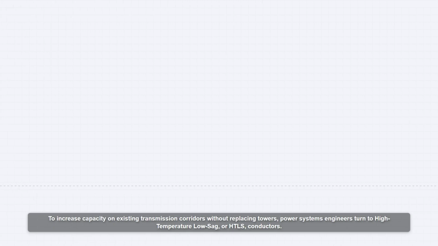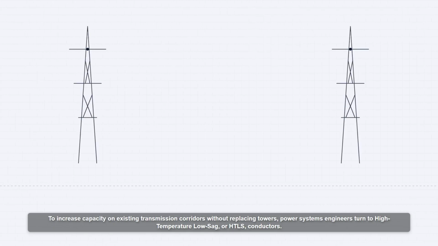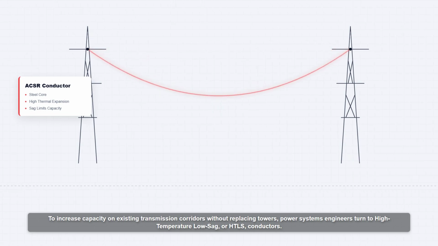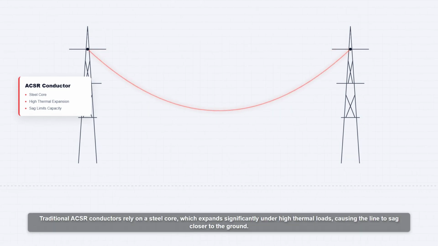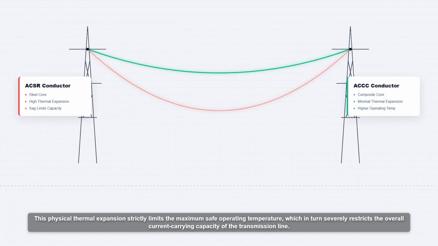To increase capacity on existing transmission corridors without replacing towers, power systems engineers turn to high temperature low sag, or HTLS, conductors. Traditional ACSR conductors rely on a steel core, which expands significantly under high thermal loads, causing the line to sag closer to the ground. This physical thermal expansion strictly limits the maximum safe operating temperature, which in turn severely restricts the overall current carrying capacity of the transmission line.